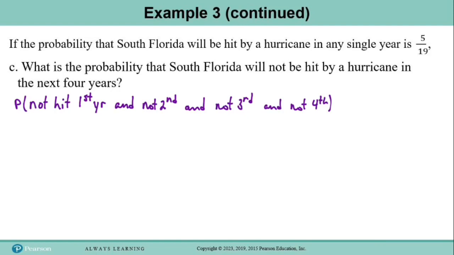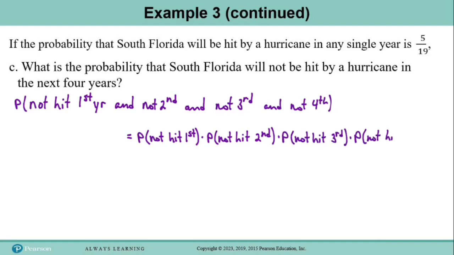Okay, so now we know that the "and" translates to multiplication, so it's going to be the probability that they're not hit the first year times the probability that they're not hit the second times the probability that they're not hit the third times the probability that they're not hit the fourth. Okay, now remember that in the problem they gave us the probability that they will be hit by a hurricane, and they said it was 5/19 for any one single year. Here we want to plug in the probability that they're not hit in a single year.